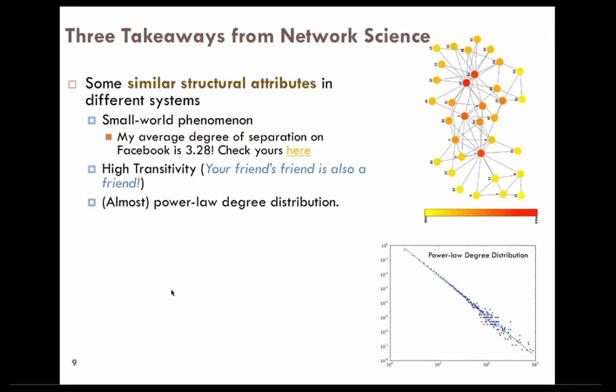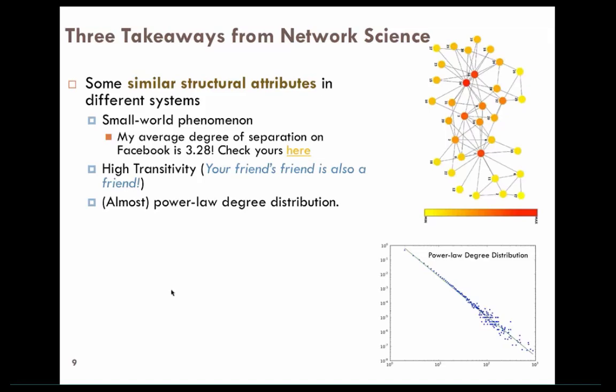There are three key structural attributes in common. One is the small world phenomenon, the good old 6 degrees of separation, which is not even 6 degrees anymore these days. I just checked last night my average degree of separation on Facebook. Pick any random person among the over 1.5 billion members on Facebook, and I'm connected to that random person, who can be anywhere in the world, by on average 3.28 degrees of separation. There's a link there where you can check your average degree of separation. So the small world phenomenon is one key aspect.